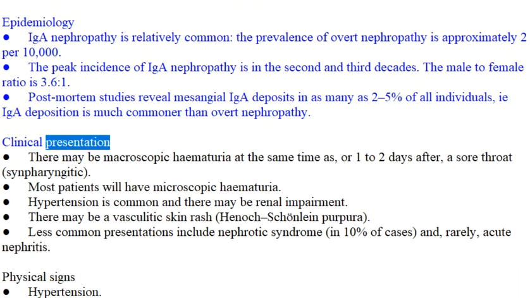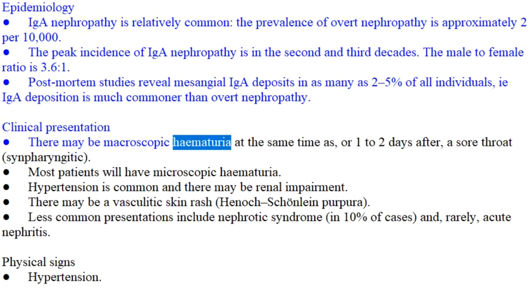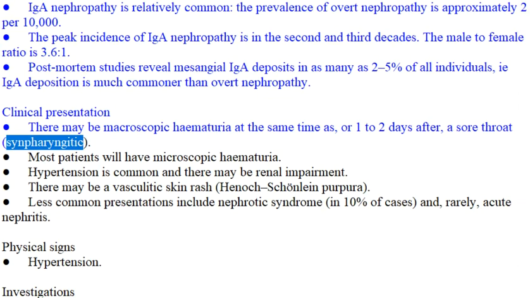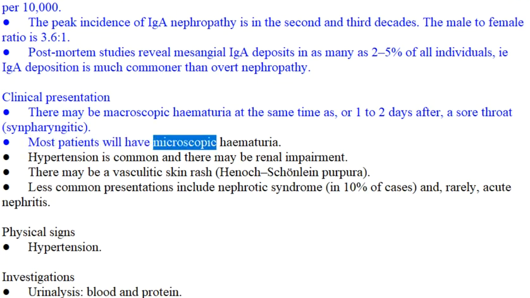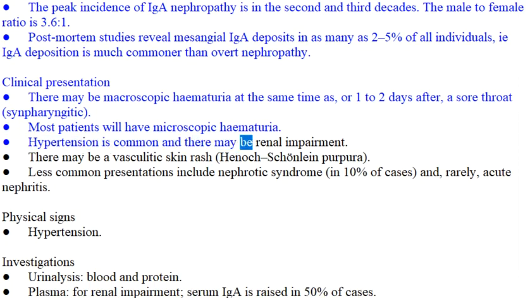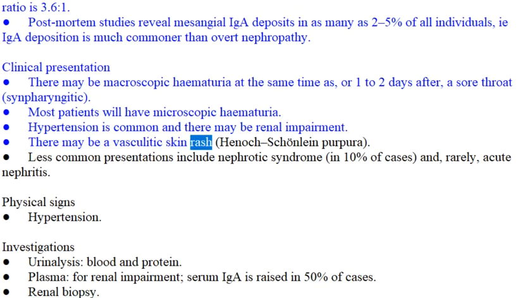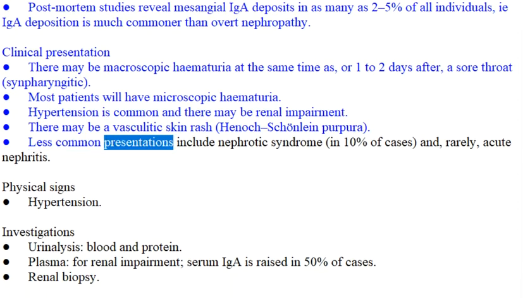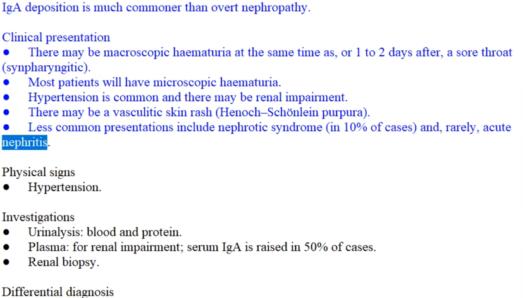Clinical presentation. There may be macroscopic hematuria at the same time as, or 1 to 2 days after, a sore throat, synpharyngitic. Most patients will have microscopic hematuria. Hypertension is common and there may be renal impairment. There may be a vasculitic skin rash, Henoch-Schönlein purpura. Less common presentations include nephrotic syndrome, in 10% of cases, and, rarely, acute nephritis.